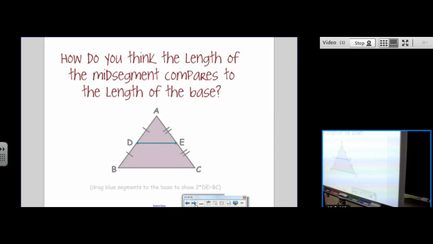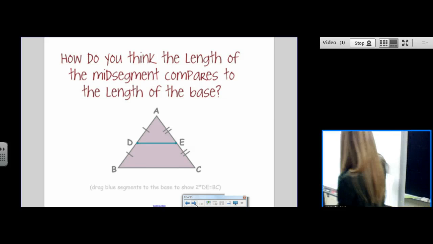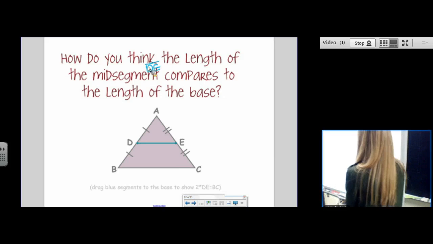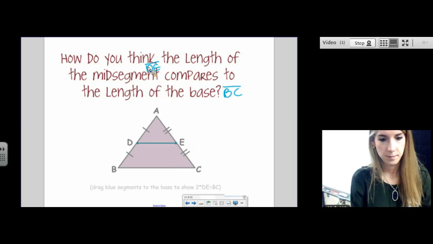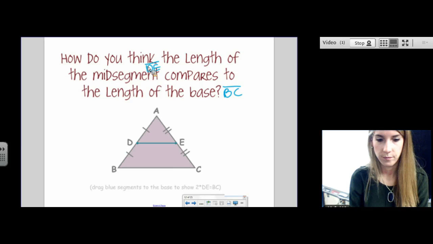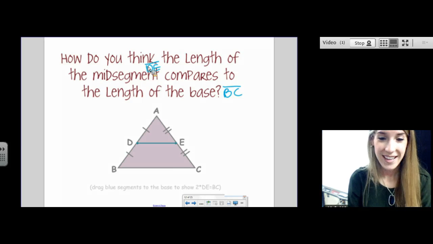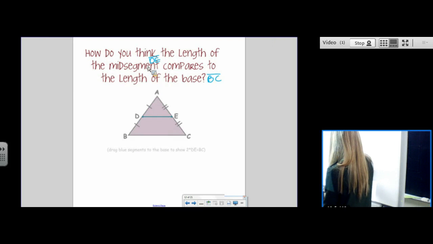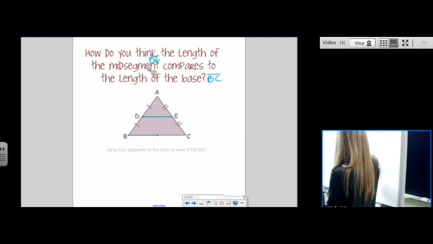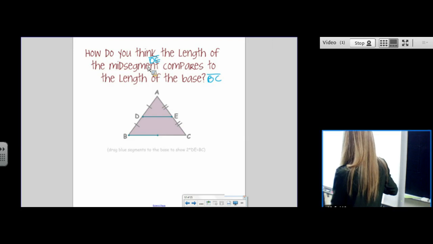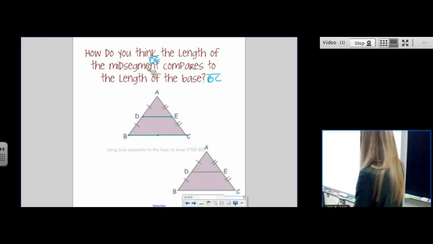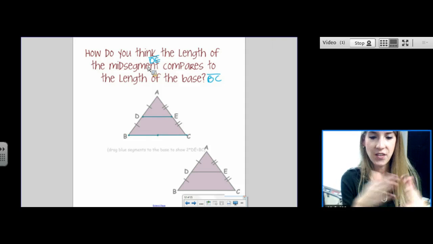All right, how do you think the length of the midsegment compares to the length of the base? So I'm saying that the midsegment in this picture is DE, and I'm calling the base of my triangle BC. They're more than just proportional. Half. You think DE is half of BC? Let's find out. So if I take this, do you see that? Oh, it's so tiny. There we go. And then I take another, oh, didn't mean to do that. We'll just put that over there. So if you notice, it takes 2 DEs to fill up BC.